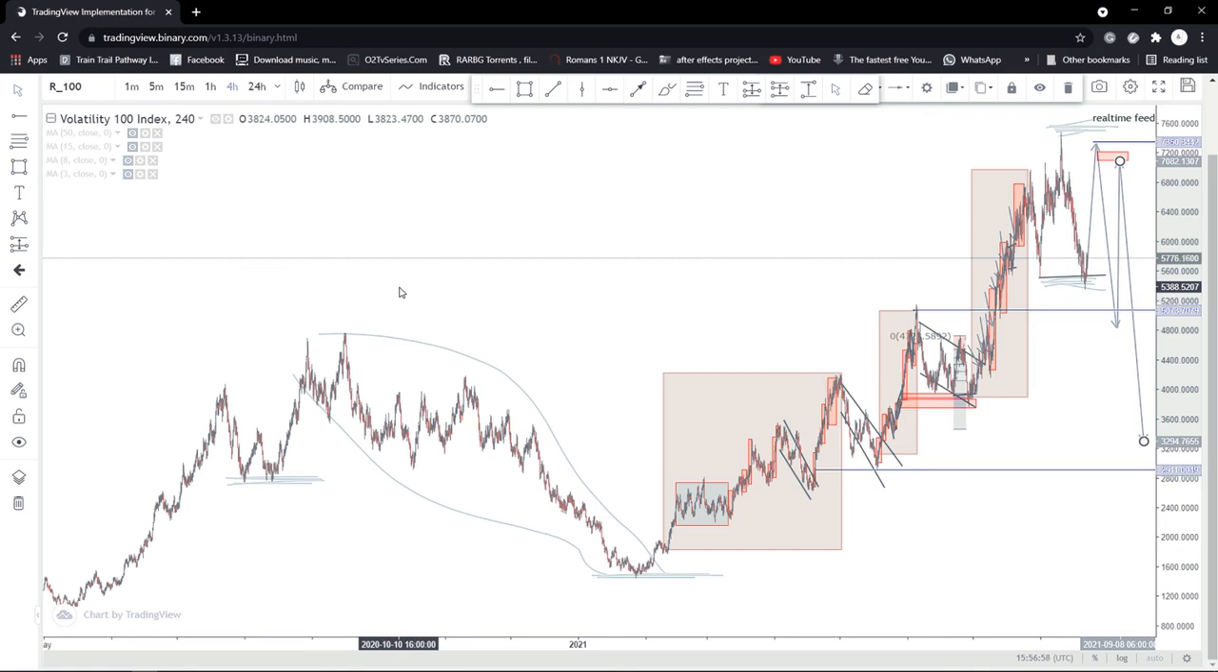You need to be able to make money out of these moves. These moves, they are always there on the market. You need to be able to make money out of those moves.